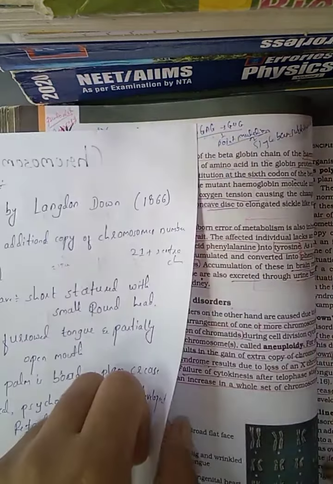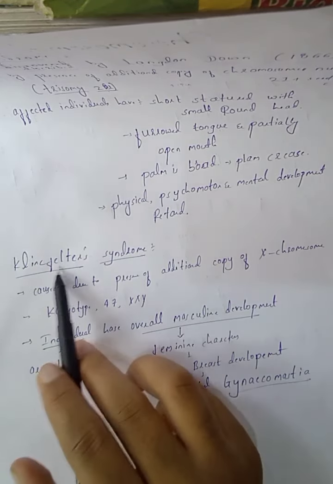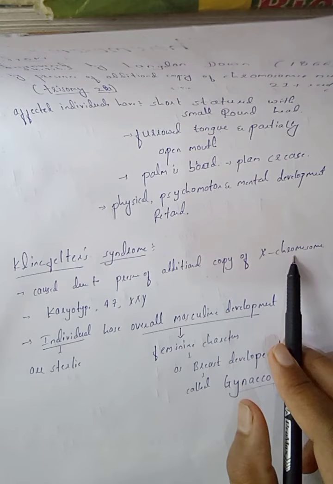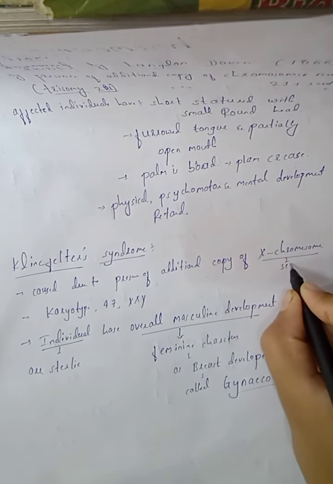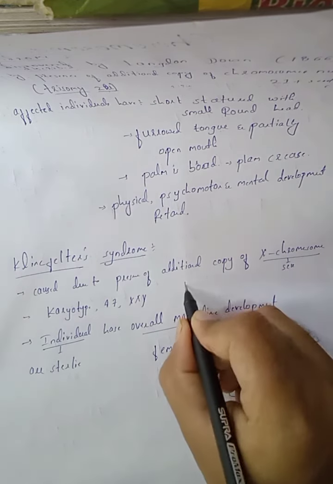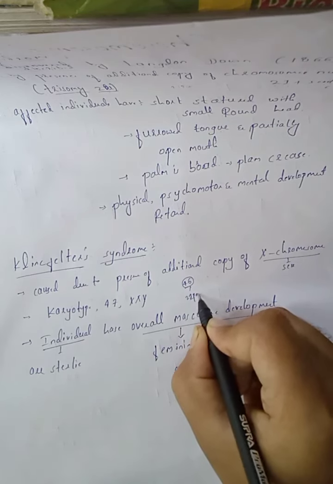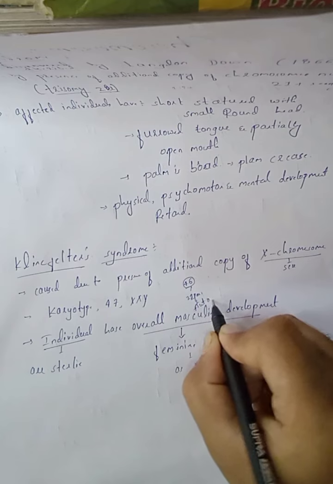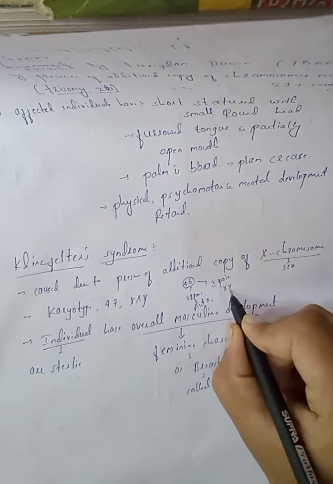Then we go to Klinefelter's syndrome, the second chromosomal disorder. It is caused due to the presence of an additional copy of the X chromosome, with a karyotype of 47, XXY. There are 46 chromosomes, of which 22 pairs are autosomes, and one pair is the sex chromosomes, XY.